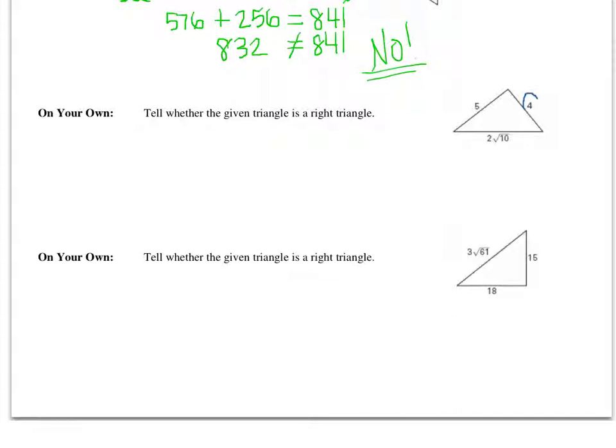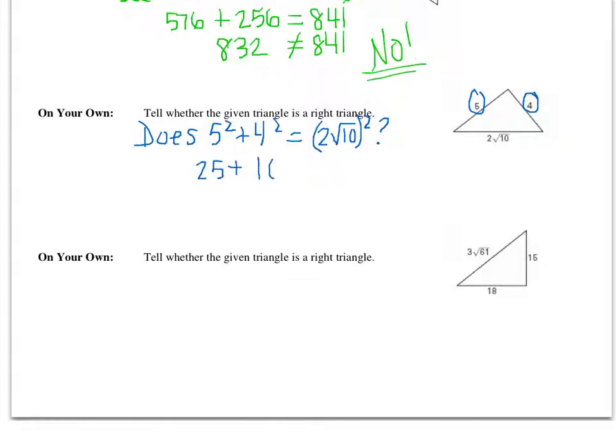So this first one, it looks like 4 and 5 are our legs, so we're going to ask ourselves, does 5 squared plus 4 squared equal 2 times the square root of 10, that whole quantity squared? Well, 5 squared, that's 25. 4 squared is 16. If I give my squared to both of these, 2 squared is 4. The square root of 10 squared, well, that's 10, so it's really 4 times 10. 4 times 10 is 40. 25 plus 16 is 41. So those two are not equal. So no, this is not a right triangle.